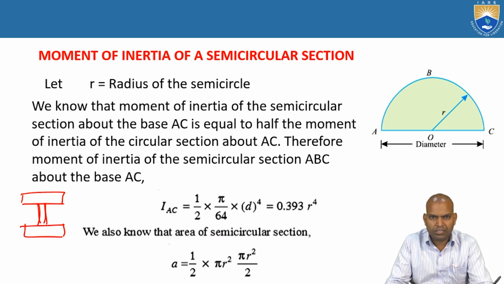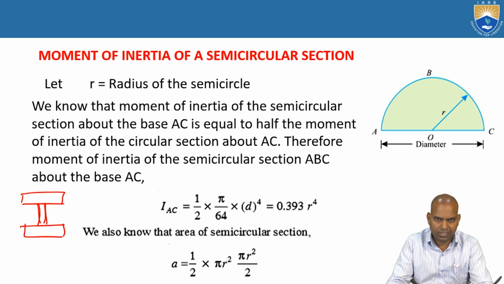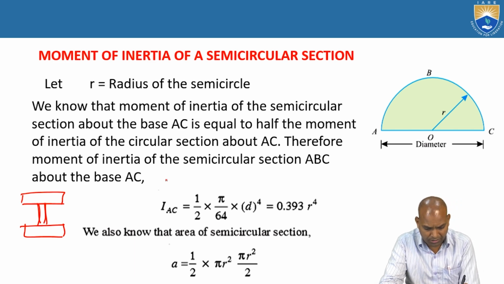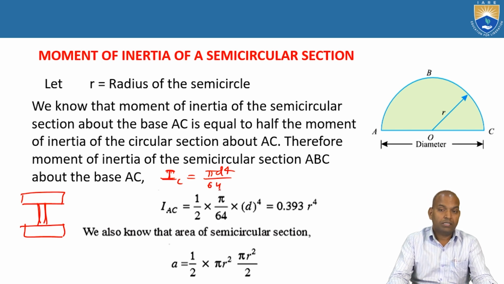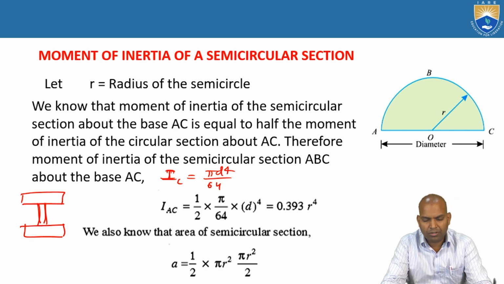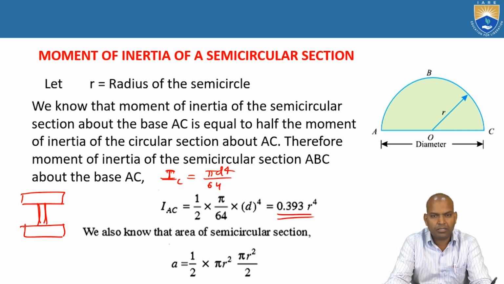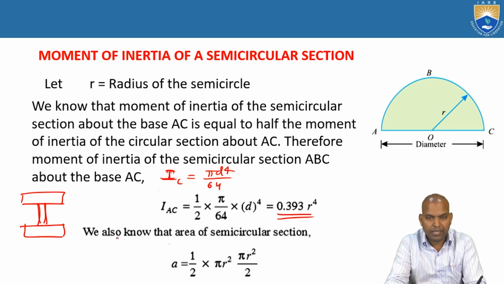For the semicircular section about AC, it is the base of a semicircle, or it is half of the solid circle. For a circle, the moment of inertia is I circle equal to pi d power 4 by 64. It is a semicircle, that means half of the solid circle, then it becomes pi d power 4 by 64 by 2, that is pi d power 4 by 128, that is nothing but 0.393 r power 4. That is about the base.